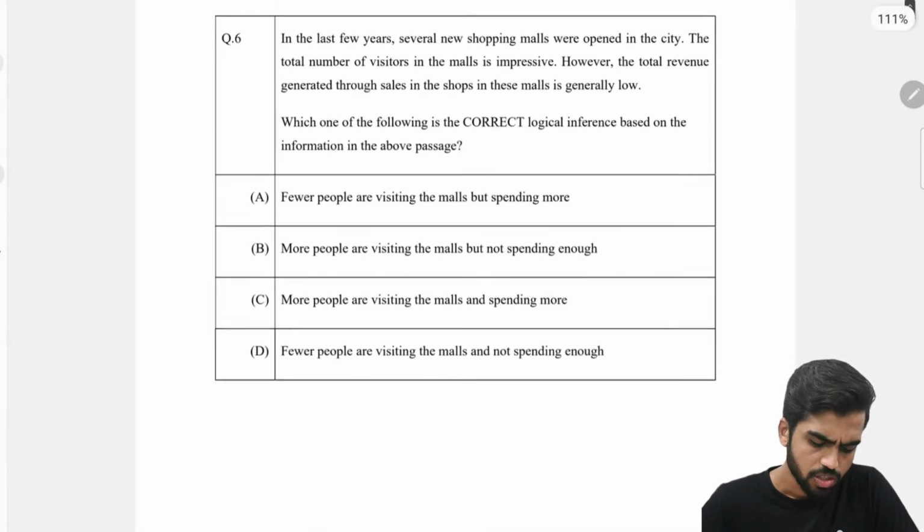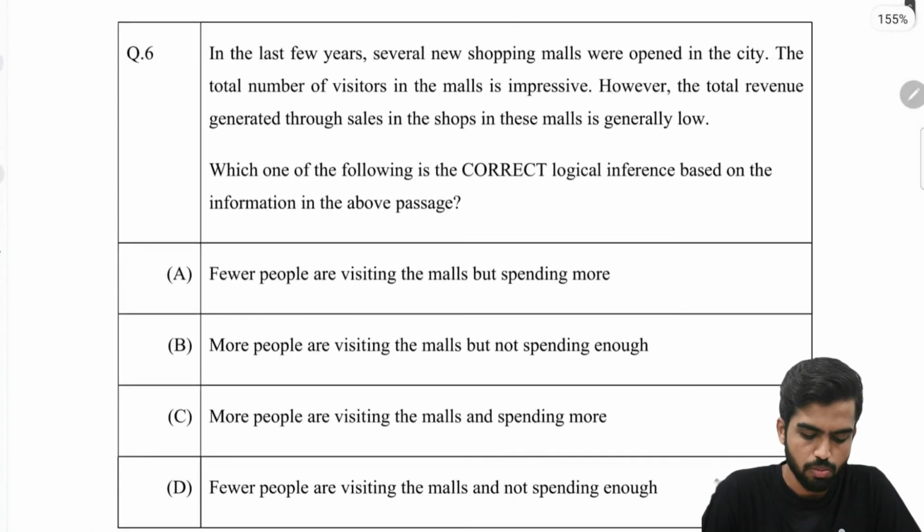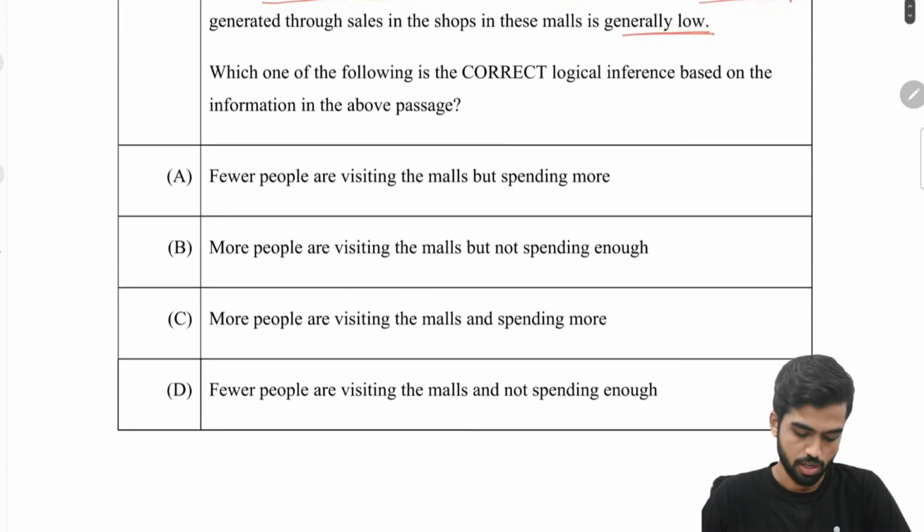In the last few years, several new shopping malls were opened in the city. The total number of visitors in the malls is impressive. So, number of visitors is impressive, but the total revenue through sales in the shop is generally low. Which of the following is correct logical inference?